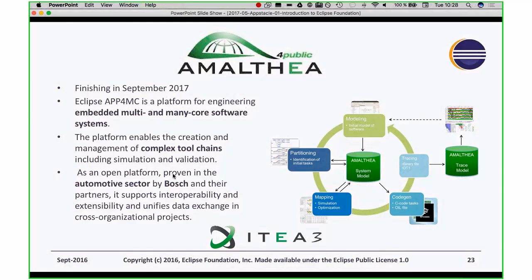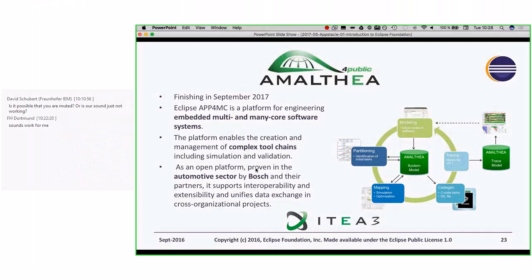Amalthea is about multi-core system modeling. Bosch open sourced a model to describe multi-core systems. Around this model, there are different partners building tools on top of it for modeling, for partitioning, for mapping, for code generation, and for simulation.